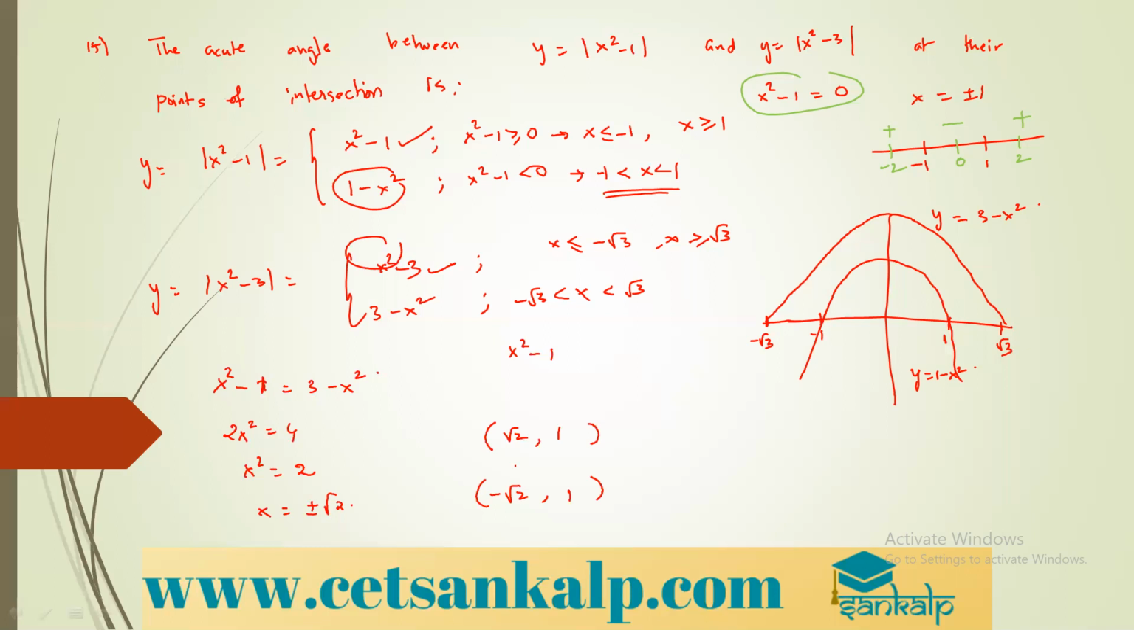Now we have to find the acute angle. The tangents are drawn at these 2 points. So there are 2 points where tangents are drawn. Now first we will find dy by dx. For both, dy by dx is, for one it is 2x and for the other it is minus 2x.